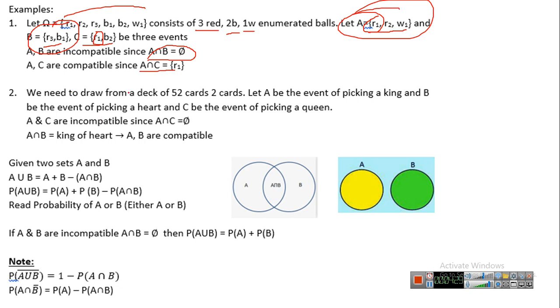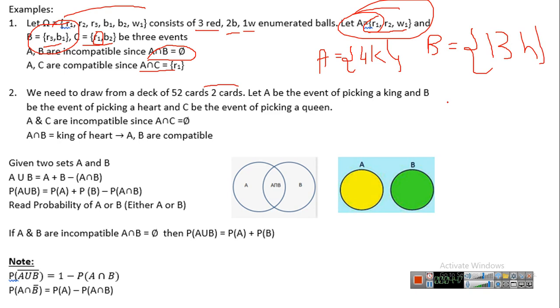We need to draw 2 cards from a deck of 52 cards. Let A be the event of picking a king. How many kings do we have? We have 4 kings. B is the event of picking a heart. How many hearts do we have? 13 hearts. And C is the event of picking a queen. How many queens? 4 queens. Certainly between A and C it's incompatible, because we don't have anything common between king and queen.